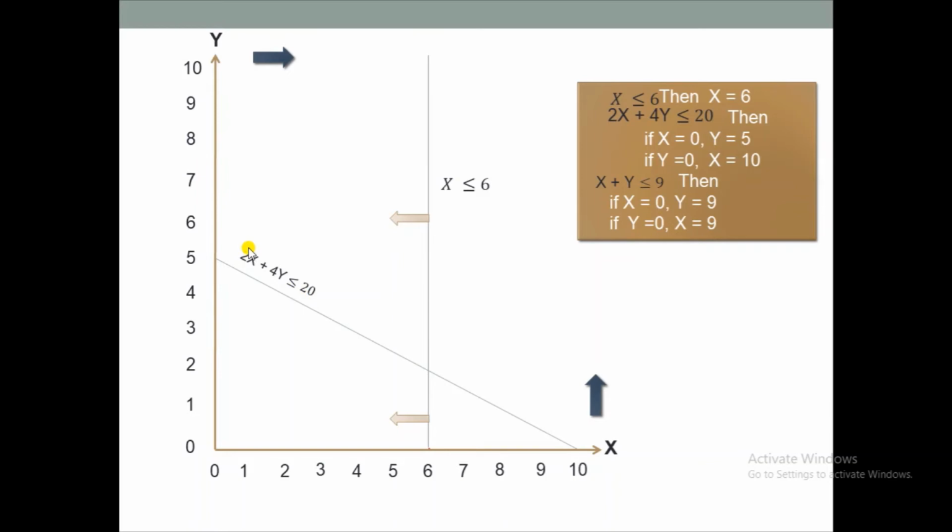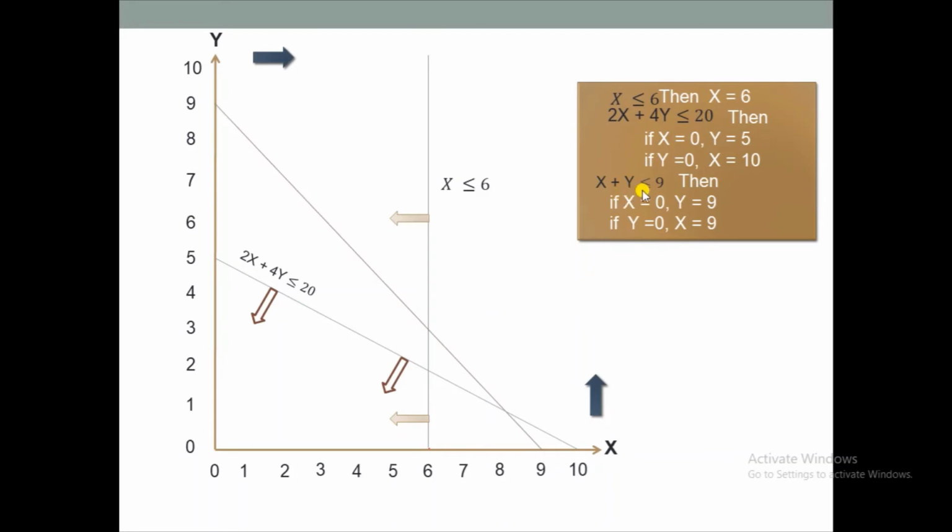Again, here the value of 2x plus 4y is going to be less than 20. That means below the line. If it were greater than 20, we would have considered the region above the line, but it is now less than 20, so we will consider the region below the line, as this arrow is showing. This is the second constraint.